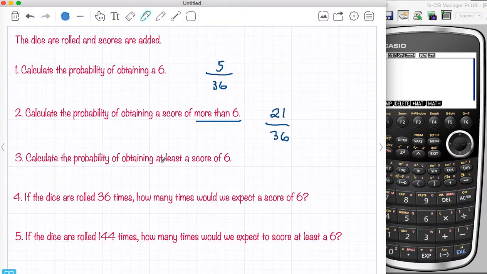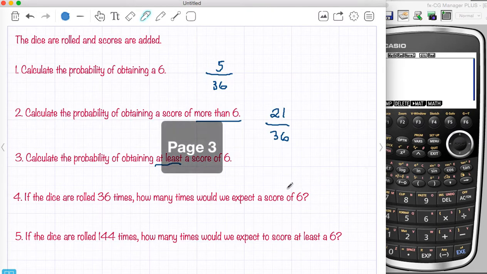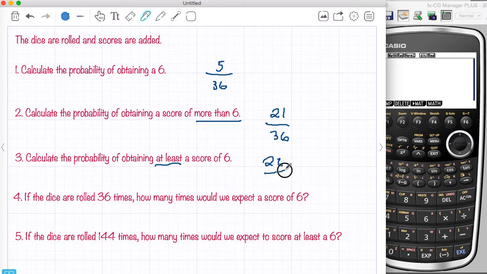Calculate the probability of obtaining at least 6. This is different from the last one because we can include the 6s. So we want all of these that are bigger than 6, and we know there's 21 of them already. So we've got 21, 22, 23, 24, 25, 26. So there are 26 that are at least 6, so we're including the 6 in that score. And do you notice I'm not actually going to simplify any of these?